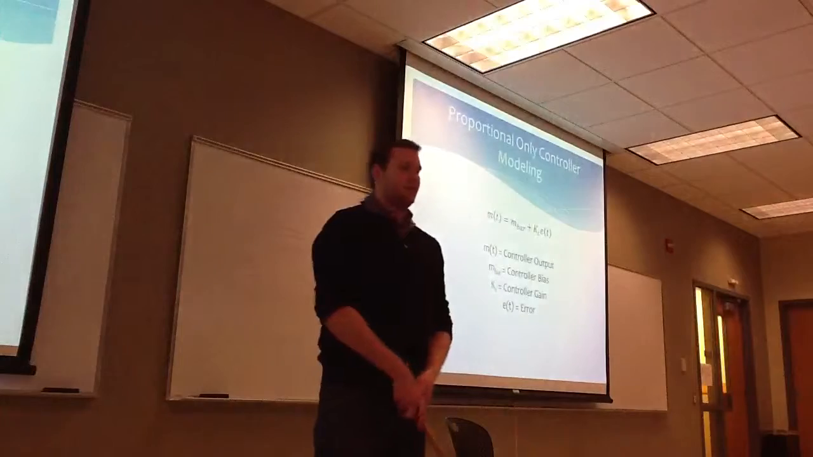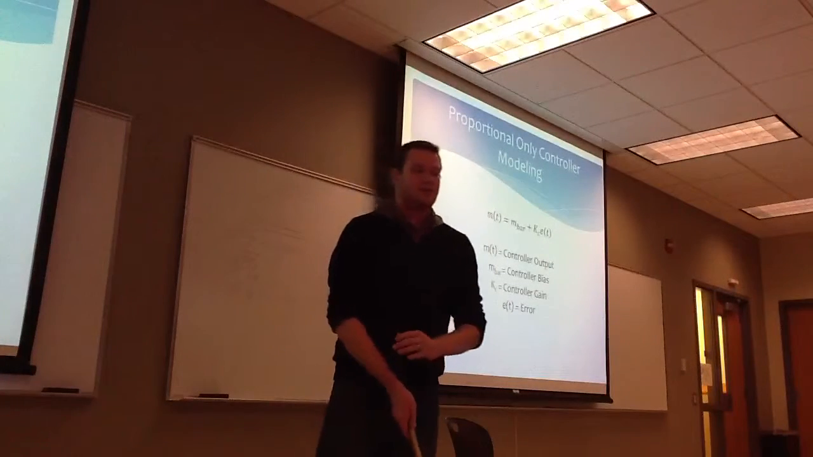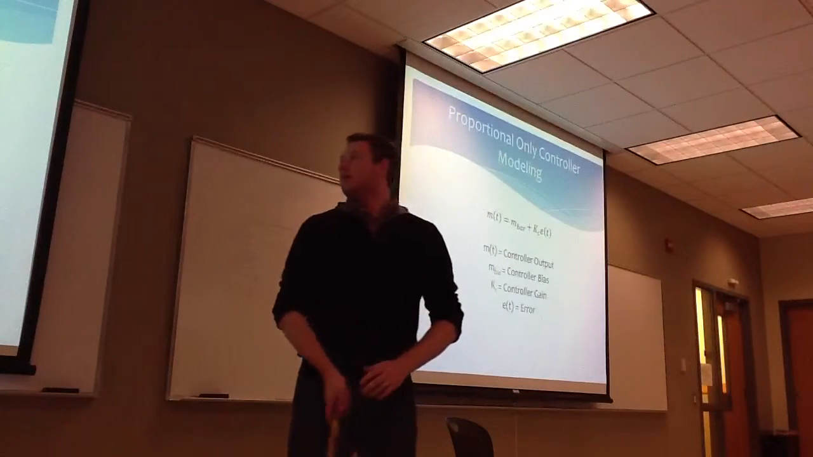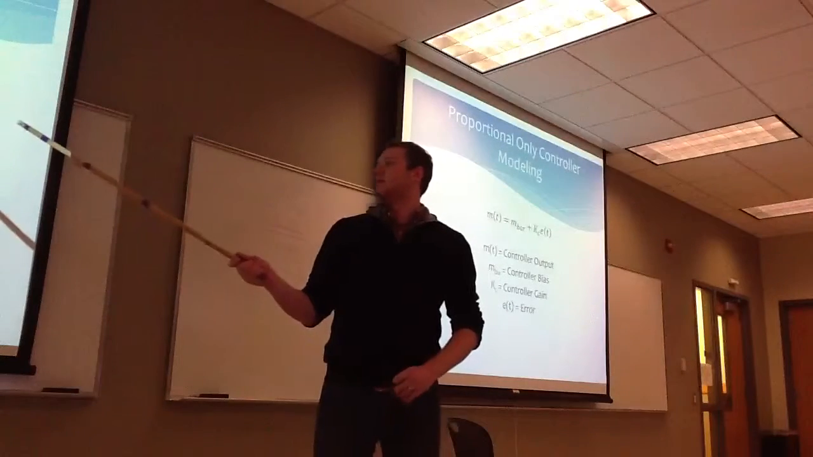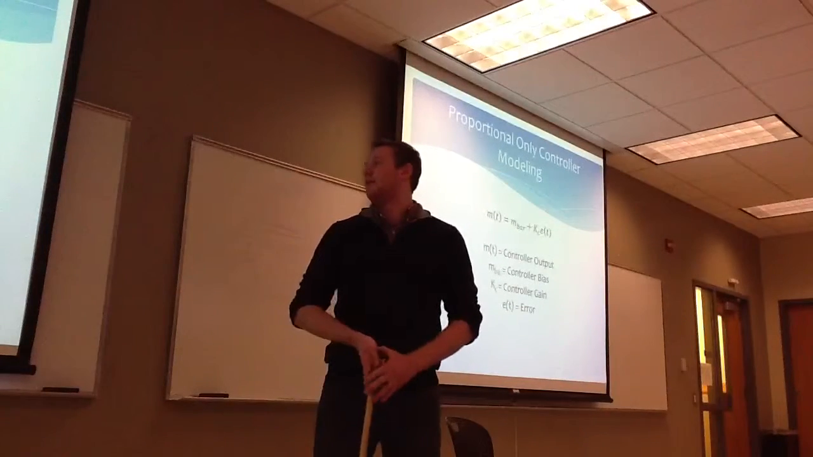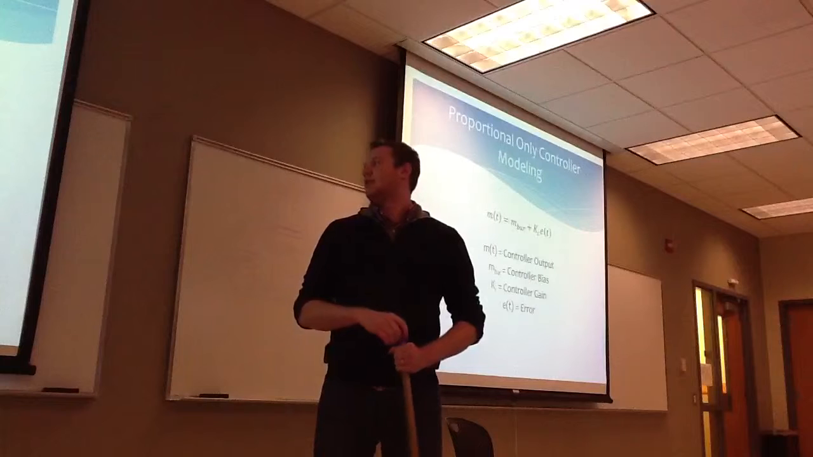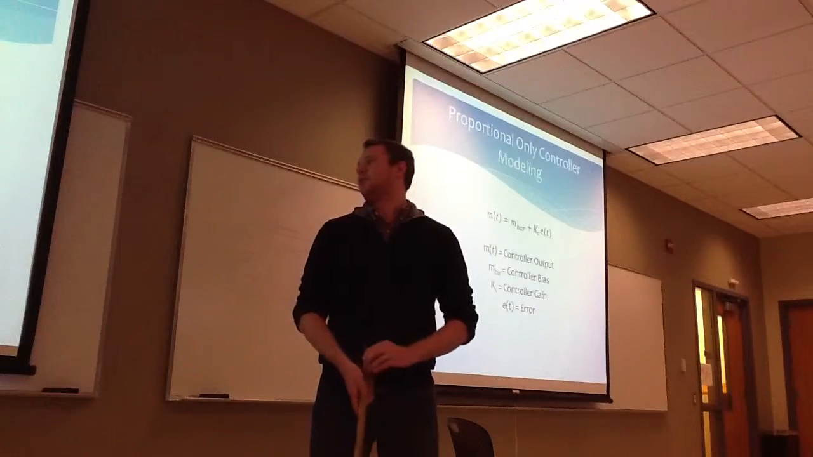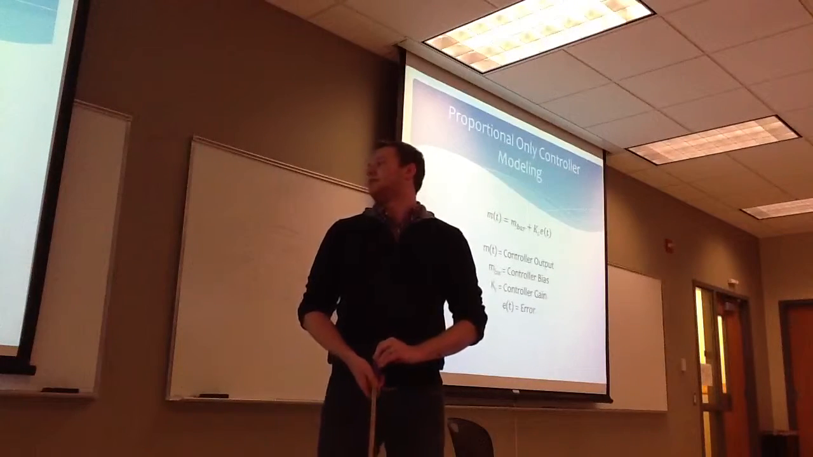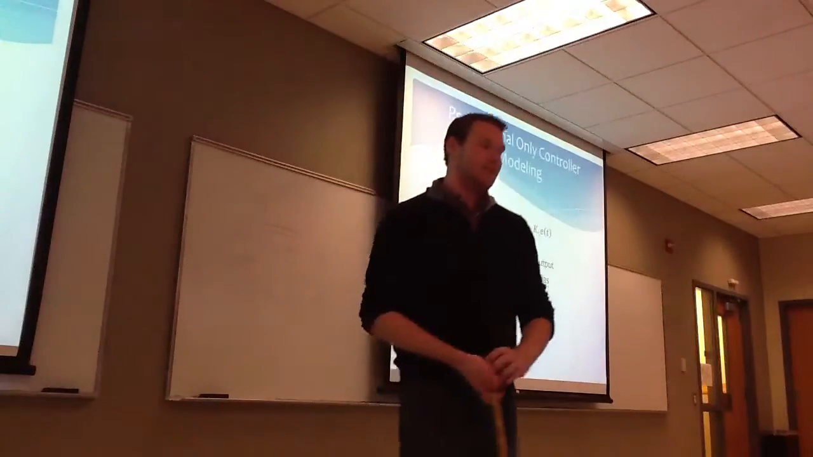For the proportional only controller modeling, these are the equations that we used to create the model. Your M of T was the controller output, your M bar is the controller bias, and your KC was the controller gain input into the system, and your E of T was the error.